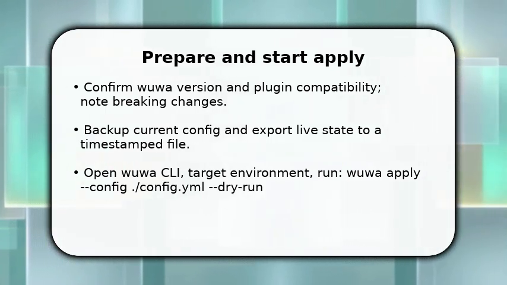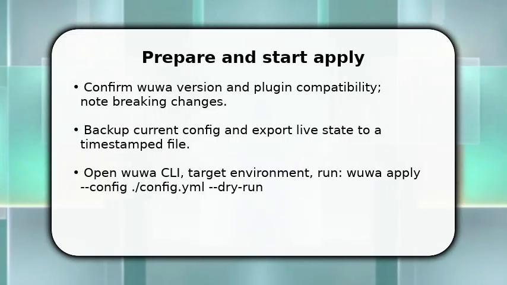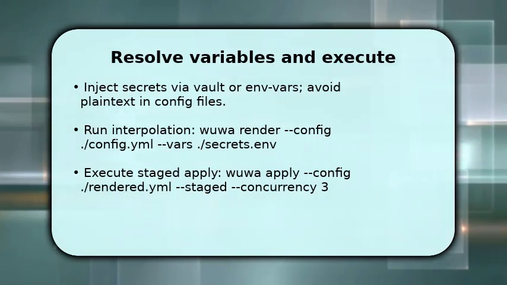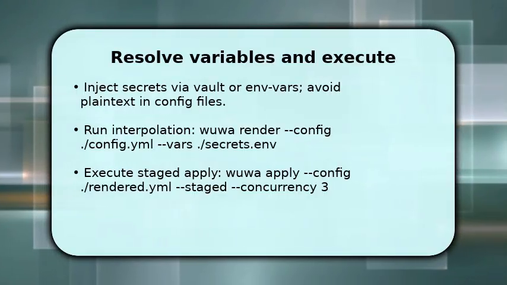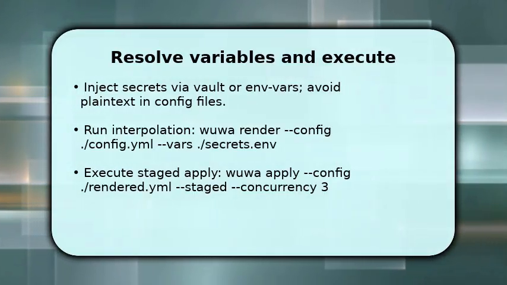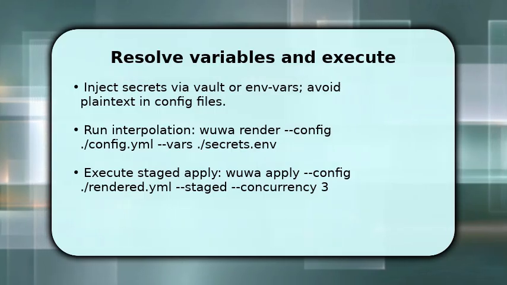You now resolve variables and secrets so the rendered config matches production requirements. First, inject secrets via vault or environment variables to keep secrets out of files, then render the final manifests so you can inspect exact payloads.